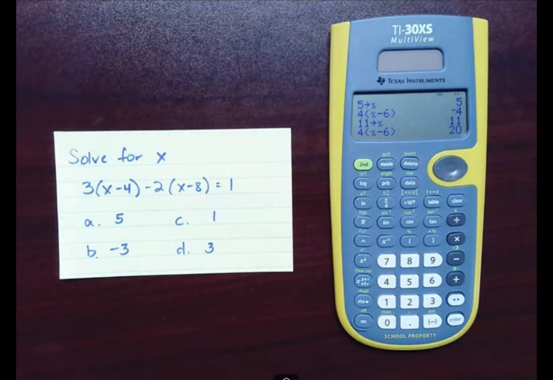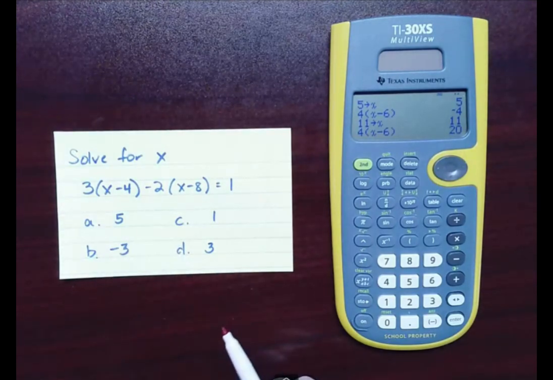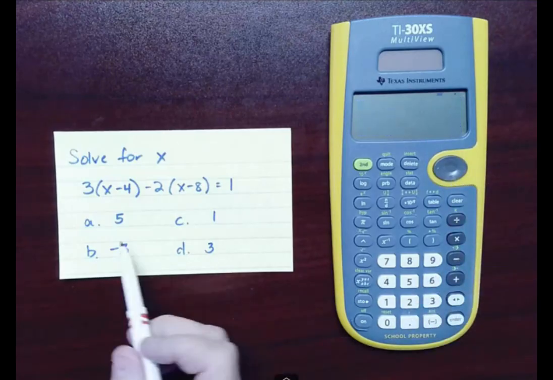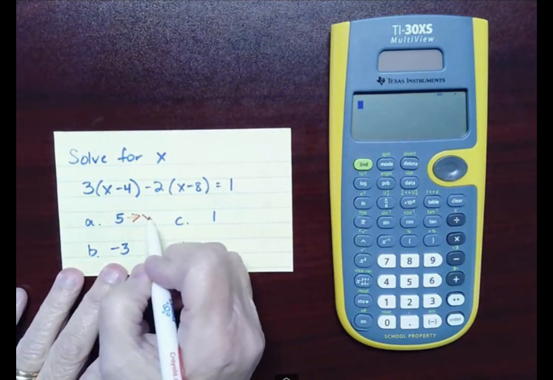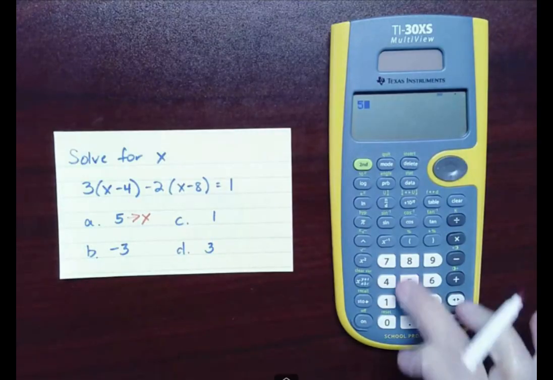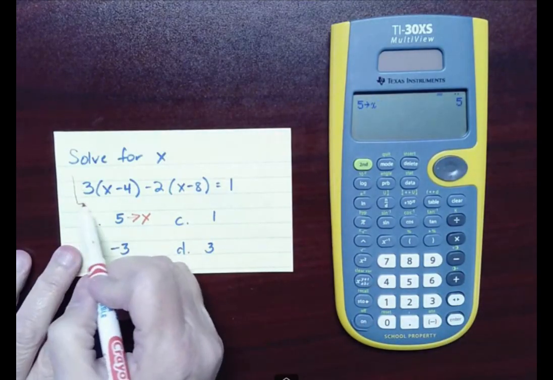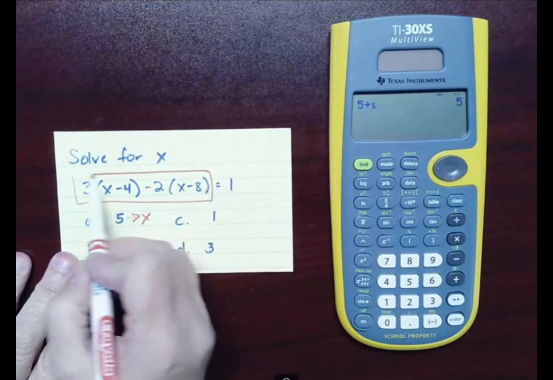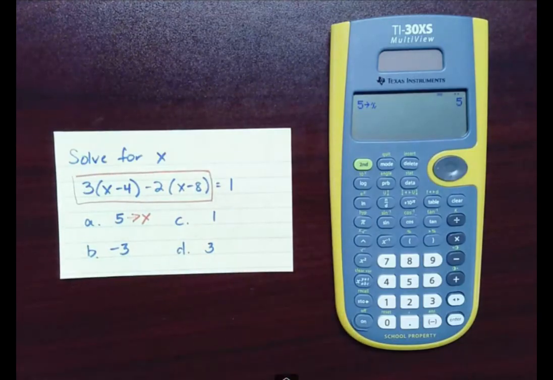I'm trying to solve for x, and x has to be one of these four choices. So we're going to start with answer choice A, and we're going to store 5 for x. 5, store x, enter. Then I'm going to type in this equation, and if I get the answer of 1, A is right. I don't have to go any further.